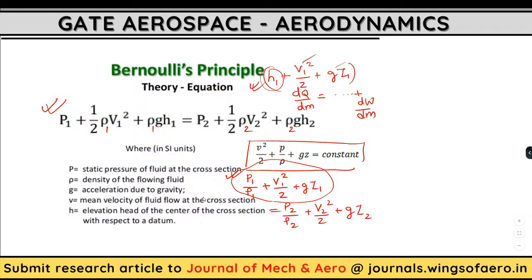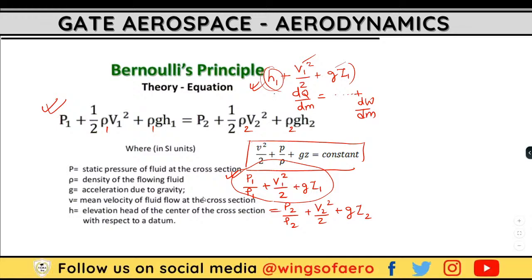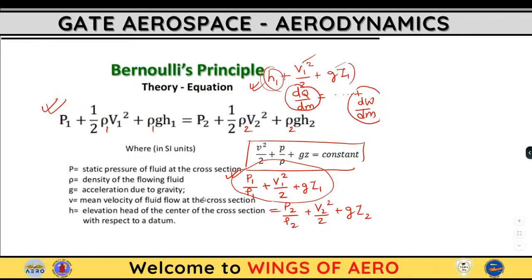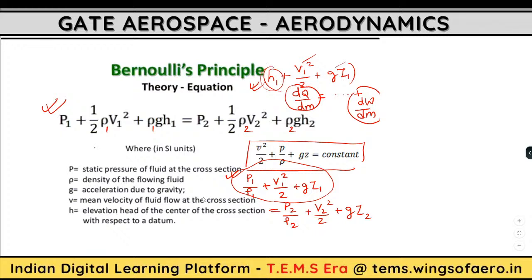Let me tell you, when we talk about the energy equation, we will talk about heat transfer and work transfer. We will talk about the enthalpy. H means enthalpy. But here we don't have any factor with the enthalpy. That's how you can differentiate it.